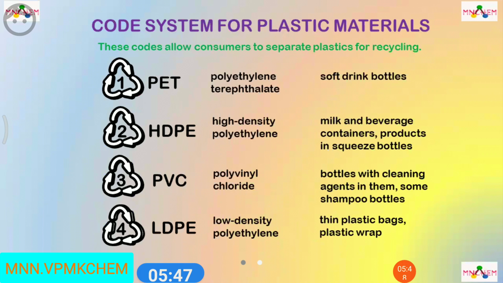Next comes high density polyethylene, which is found in milk and beverage containers and squeeze bottles. Then PVC, which is found in some shampoo bottles, cleaning agents, etc. Low density polyethylene is commonly found in plastic bags, plastic wraps, or one-time use plastics. We all know that food material wrapped with this LDPE is very difficult to recycle, and it is given code 4.